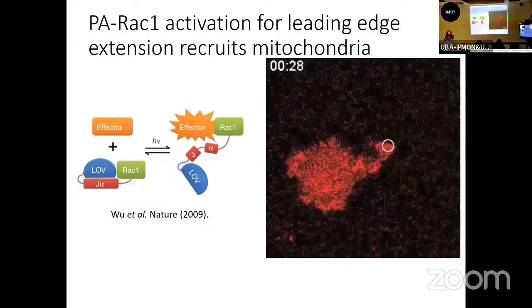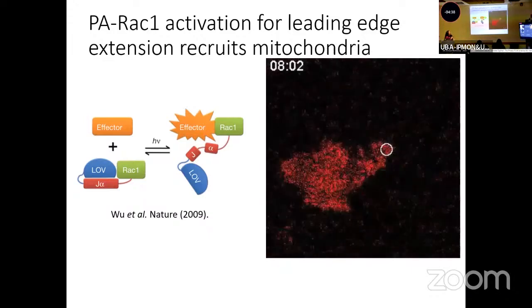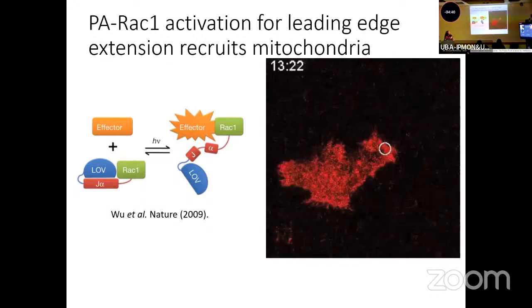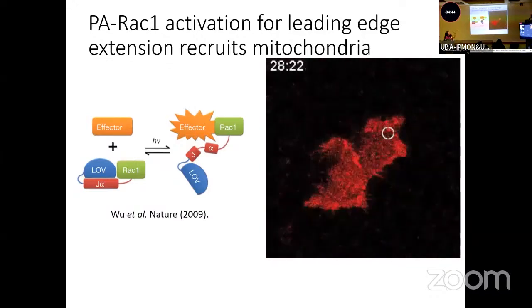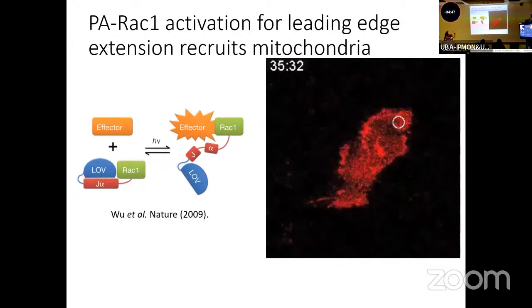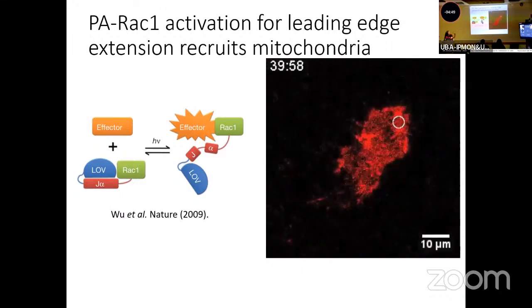So what you saw here is if I photoactivate this sensor, this is a LOVE protein that's sensitive to 405 nanometer light, it comes off, RAC becomes activated, and as you move the laser, you're activating RAC, and the cell follows the laser because that's the direction where RAC is going to extend and protrude. So it's almost like artificially making the cell move in a given direction.